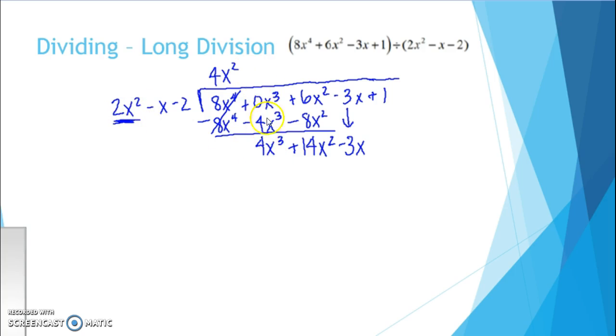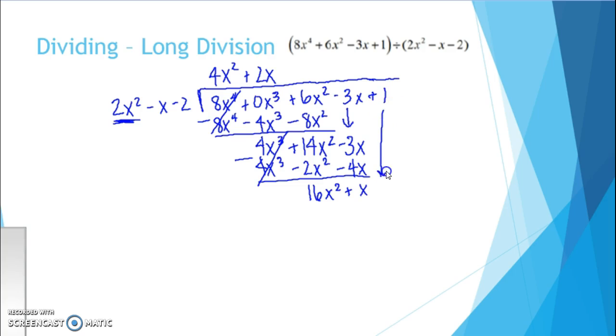2x squared, I'm going to have to multiply by 2 to get to the 4. And then x squared times x gives me x cubed. So then 2x times 2x squared is 4x cubed. 2x times negative x is negative 2x squared. 2x times negative 2 is negative 4x. And then we subtract. So my 4x cubes cancel. 14 minus negative 2 is 14 plus 2, so we get 16x squared. And then negative 3 minus negative 4 becomes negative 3 plus 4, which is a positive 1. And then I bring down my plus 1, and we go again.